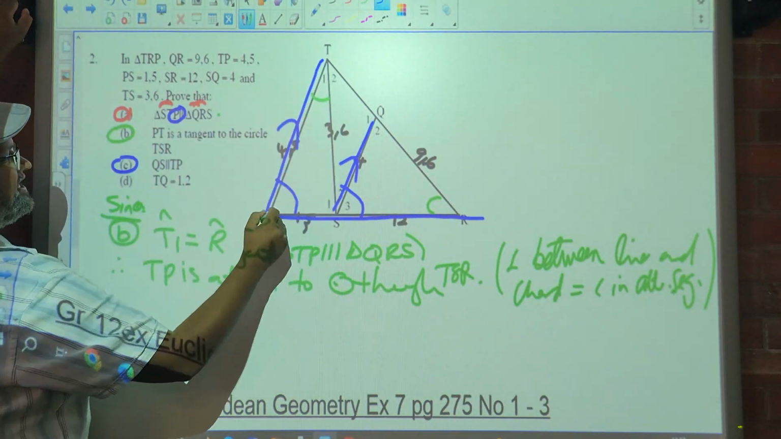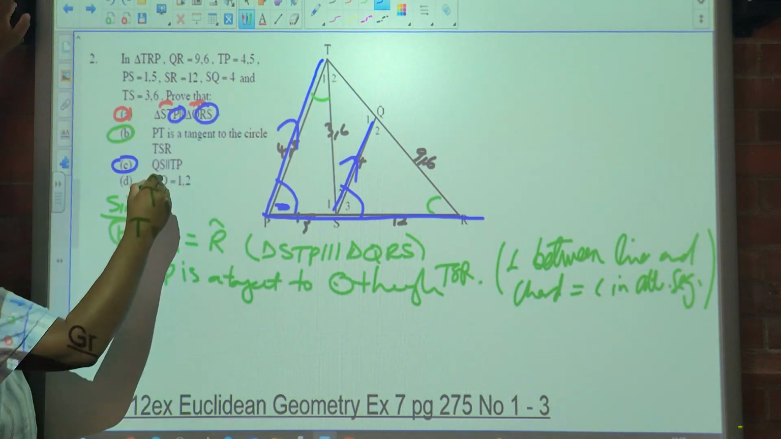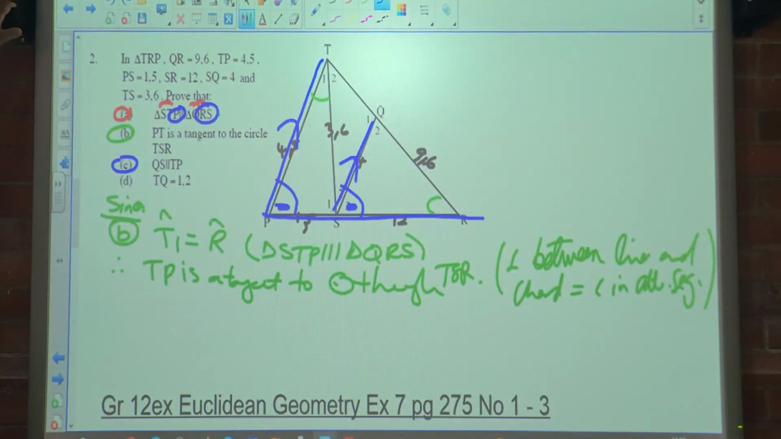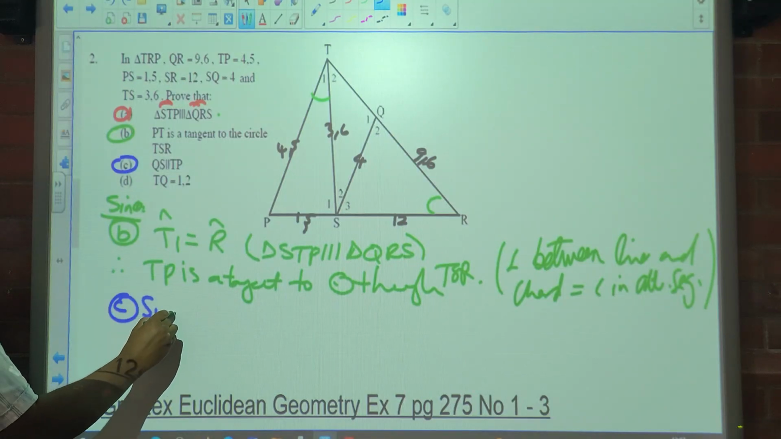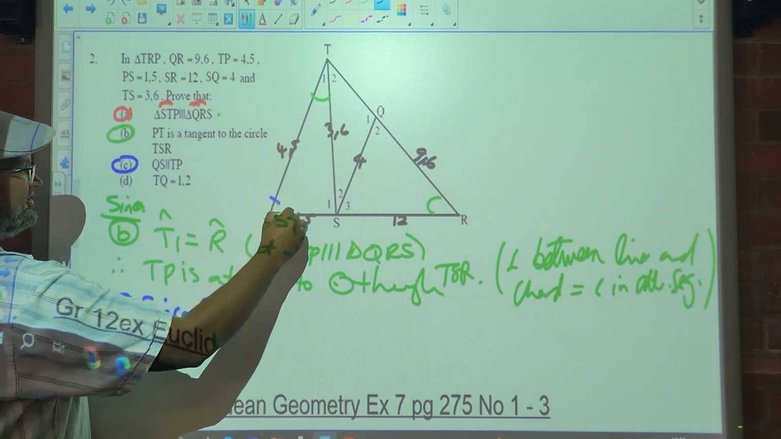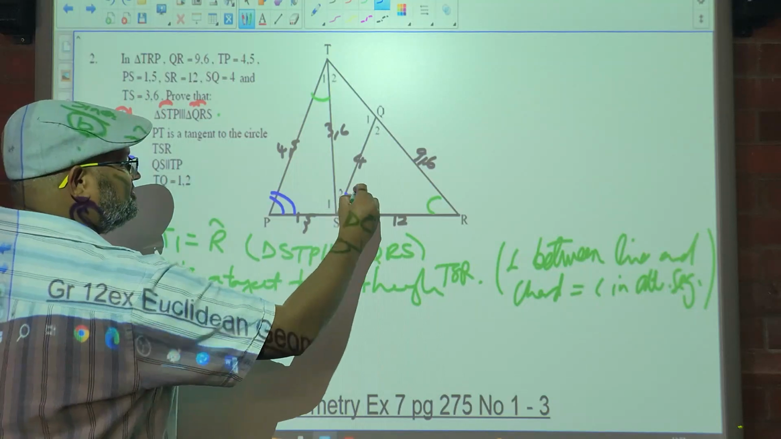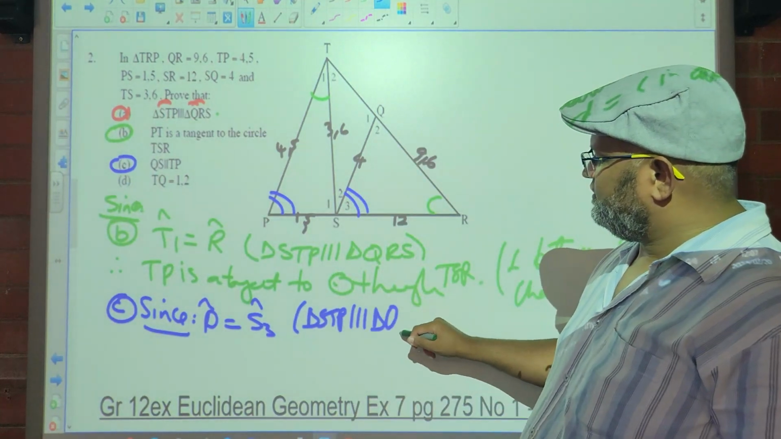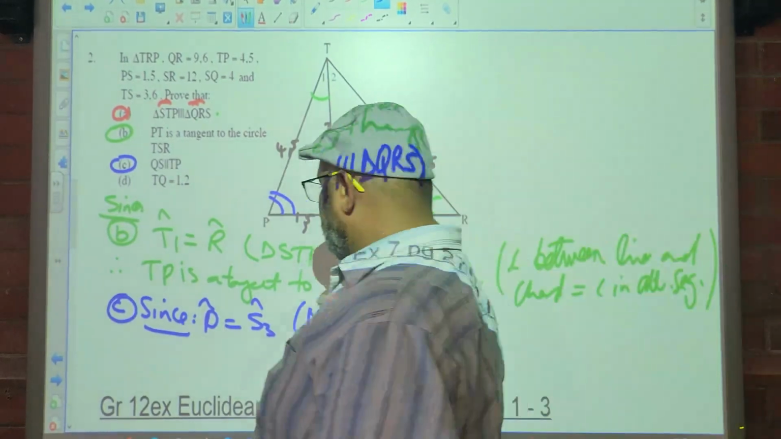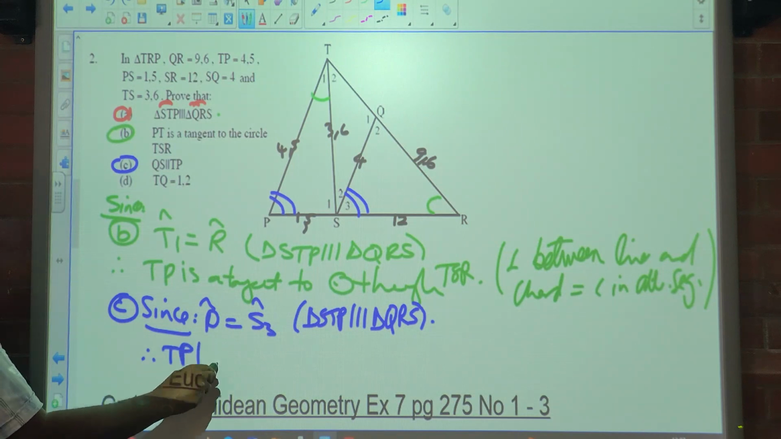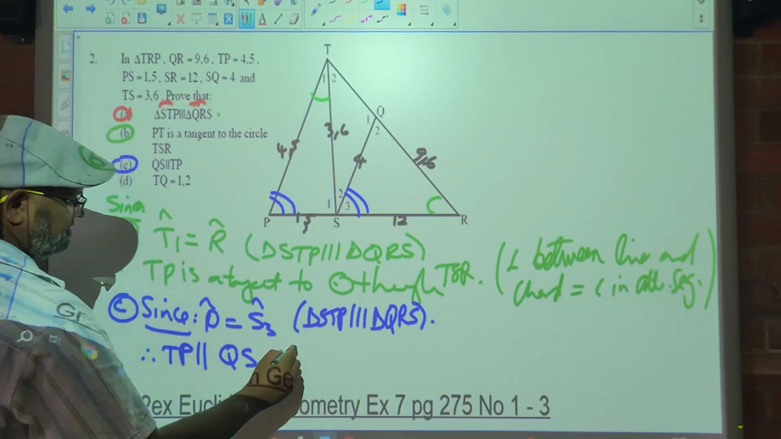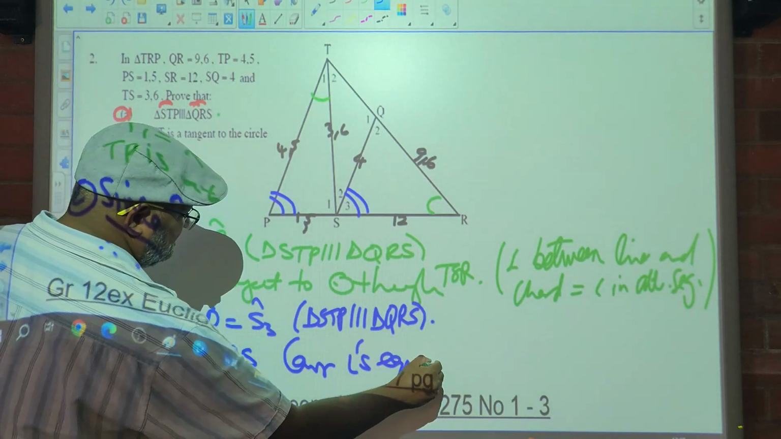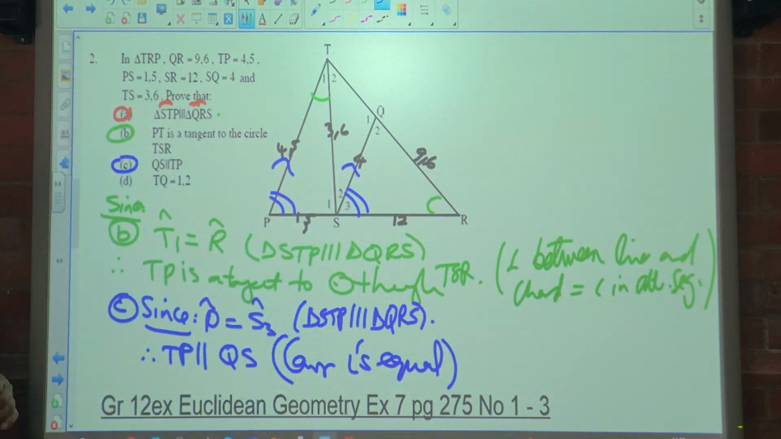But coming back to this, what do you notice? Angle P of this triangle is in fact equal to angle S of this triangle, which is S3. You see that? And there we go, the story done. So we say, angle P is equal to angle S3. Why? Because triangle STP is similar to triangle QRS. That was proven. Therefore, TP is parallel to QS. Why? Because the corresponding angles are equal. So now we can put those lines parallel.